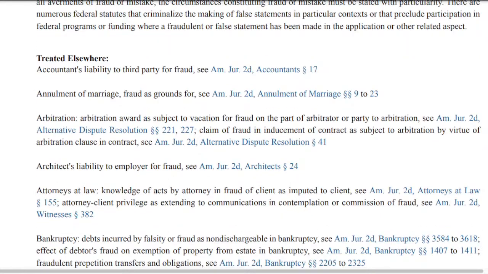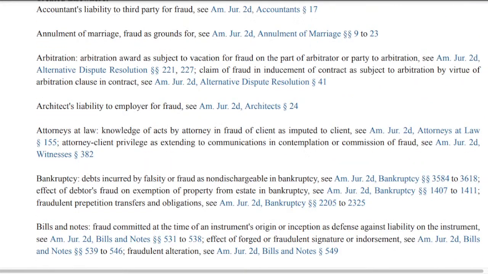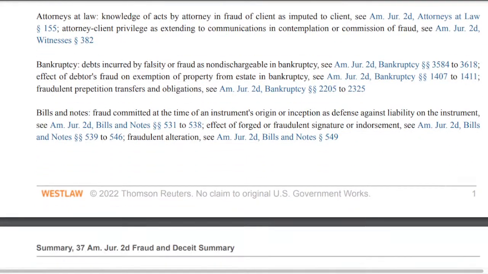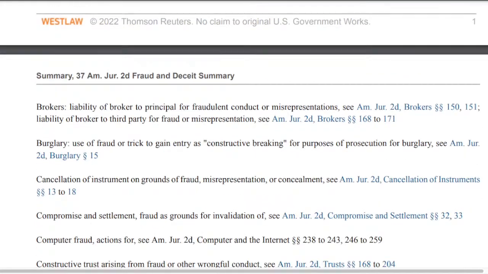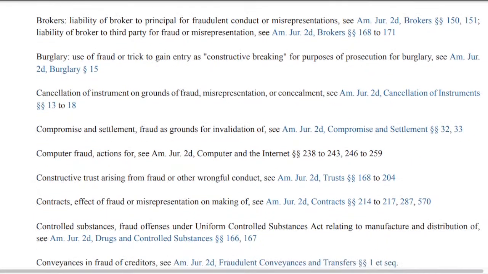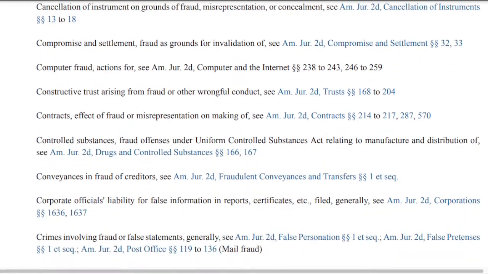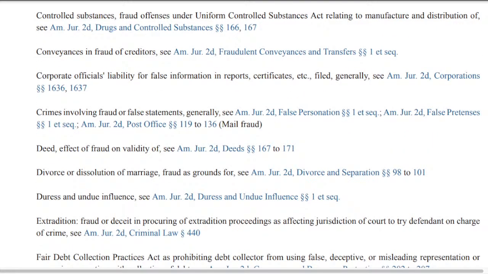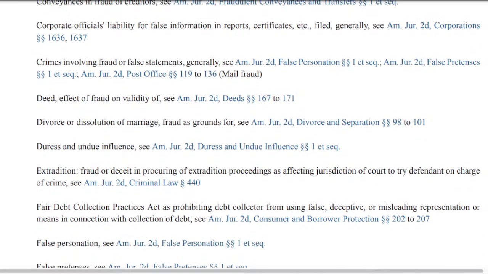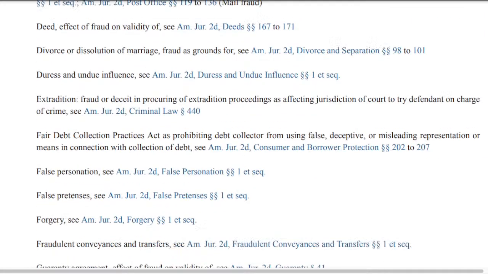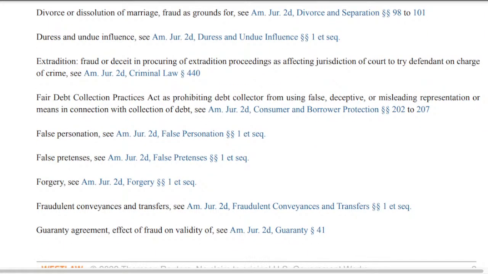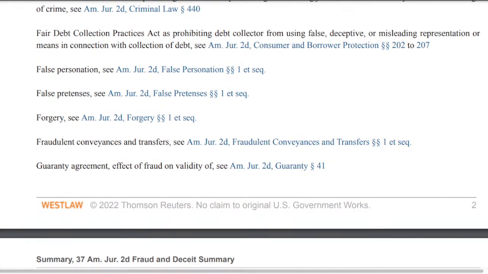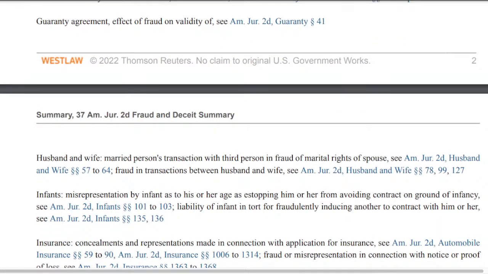And then treated elsewhere, we have things like annulments of marriages, accountants, architects, alternative dispute resolution, bankruptcy, bills and notes, brokers, cancellation of instruments, burglary, compromise, settlement, trust, contracts, drugs, controlled substances, fraudulent conveyances and transfers, which will be another episode, corporations, false pretenses, divorce, separations, deeds, duress, undue influence, criminal law. So none of these apply here. False personation, false pretenses, forgery. So we're not going to be going over any of those on this one.